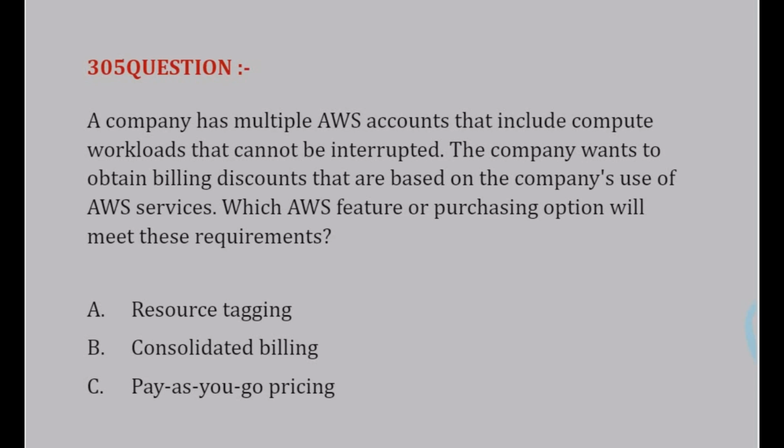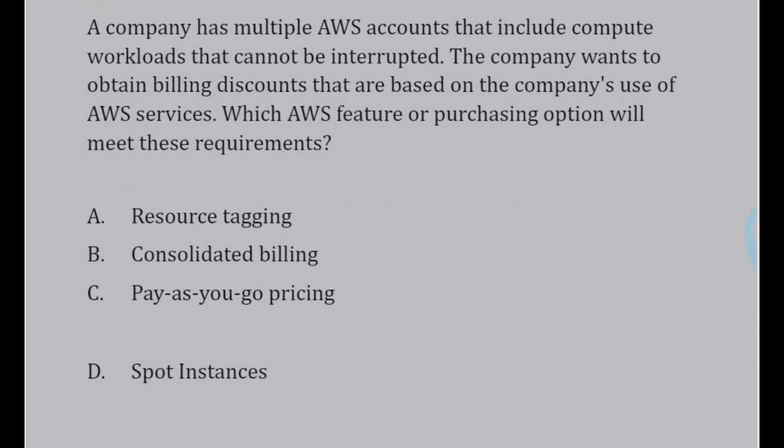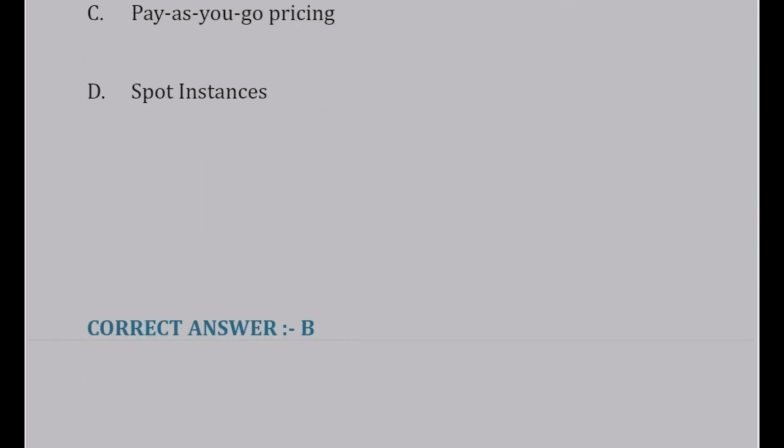Question is, a company has multiple AWS accounts that include compute workloads that cannot be interrupted. The company wants to obtain billing discounts that are based on the company's use of AWS services. Which AWS feature or purchasing option will meet these requirements? Option A, resource tagging. Option B, consolidated billing. Option C, pay-as-you-go pricing. Option D, spot instances. Correct answer is option B.